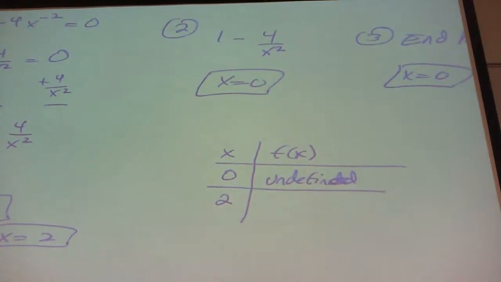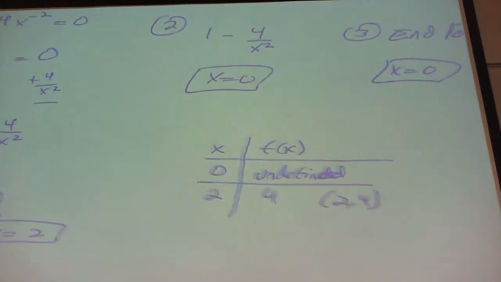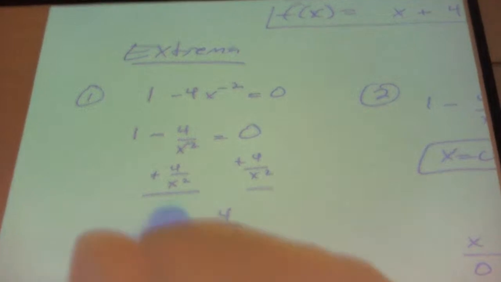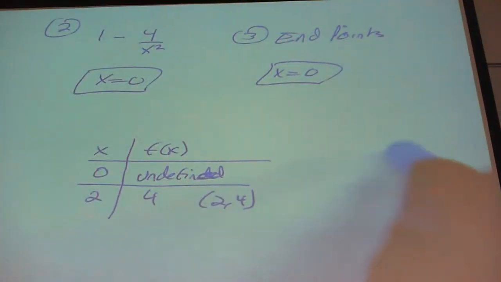We'll go look at it later. But when I plug in 2, I get 4. So my question is, what do I have at 2, 4? And in order to see what I have at 2, 4, you have to graph it. So I'm going to give you a couple of minutes, not much, because number 1, you may have algebra issues. Number 2, you may have graphing issues.